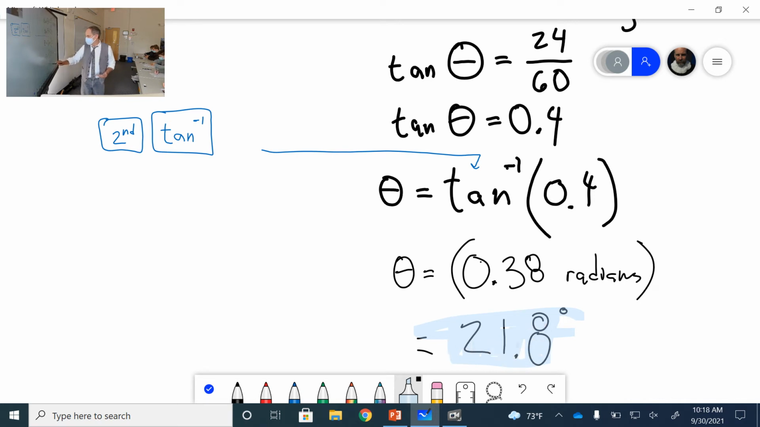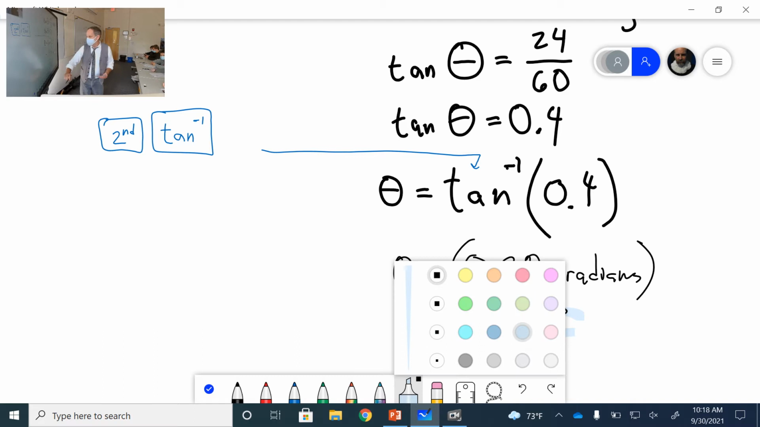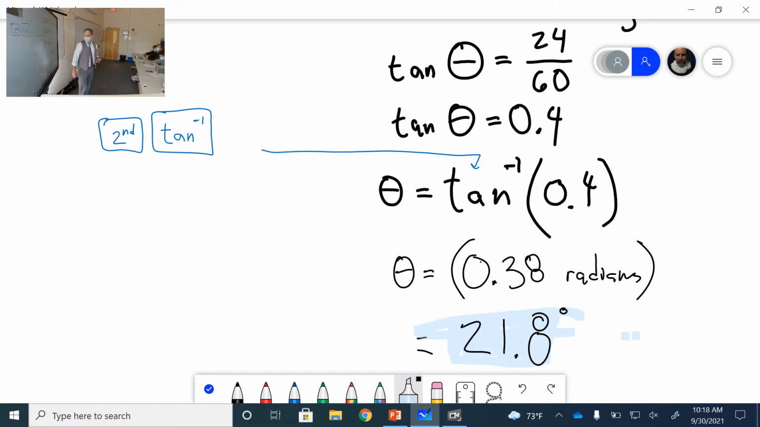Wow, I would think the highlighter would be fatter. Is there a way to make it? That's as fat as you get. Okay.